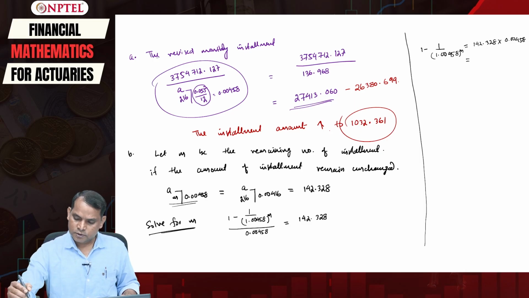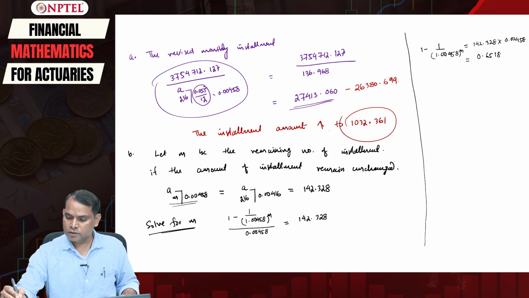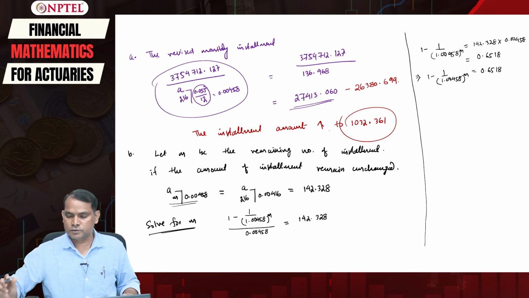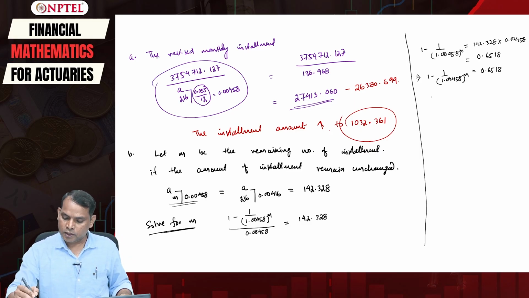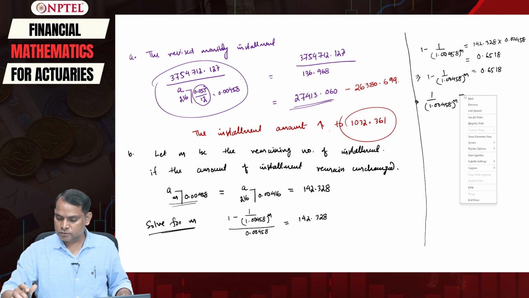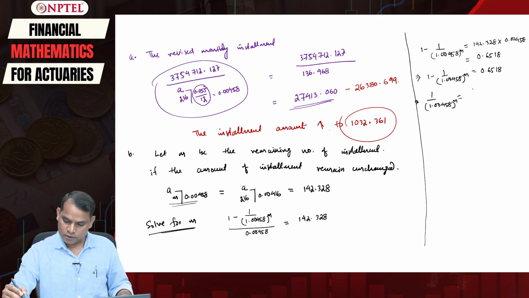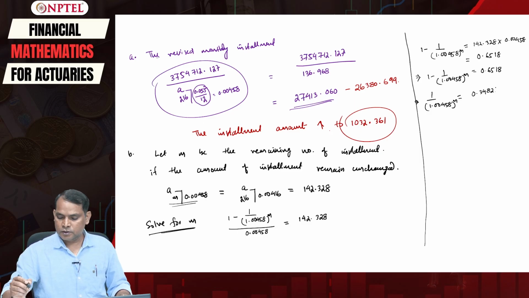So this then can be equal to what? That is 0.6518. So we will have 1 minus 1 upon 1.00458 to the power M is equal to 0.6518, and therefore we can have 1 upon 1.00458 to the power M is equal to 1 minus 0.6518, which will become 0.3482.